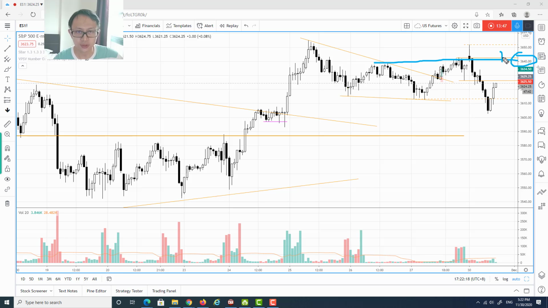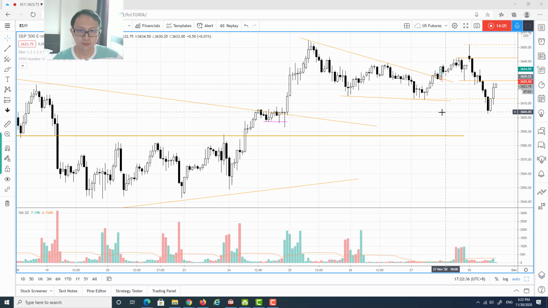If it shows a rejection again, then it probably needs more time to spend within the trading range, and then we can look for an opportunity to short it, and probably it will just still stick within this trading range for some time.